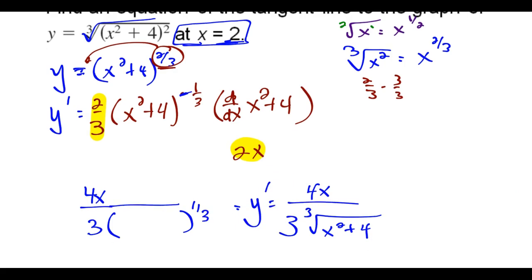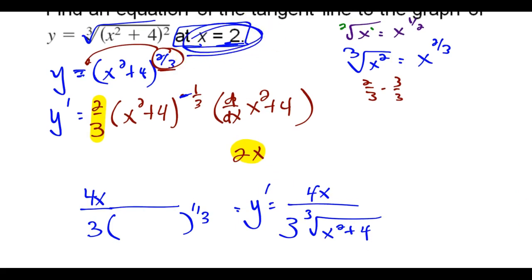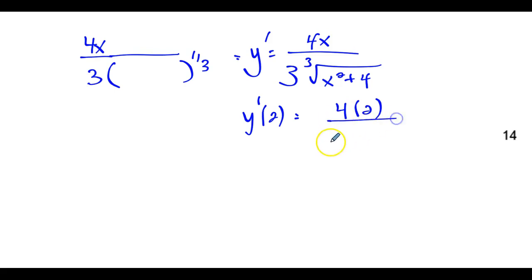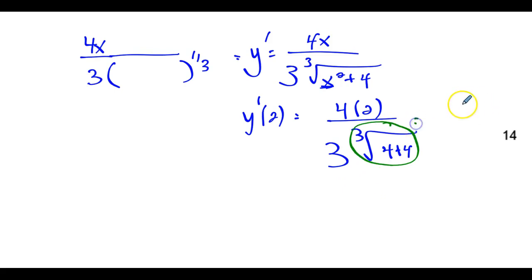So the goal now is to answer the question, and it says find out whenever x is 2. So y prime of 2 means every time you see an x, plug in a 2. So 3 times the cube root of, let's just do it, 2 squared is 4 plus 4, and that means it's the cube root of 8. Did you know the cube root of 8 is 2? So 8/6, which reduces to 4/3.